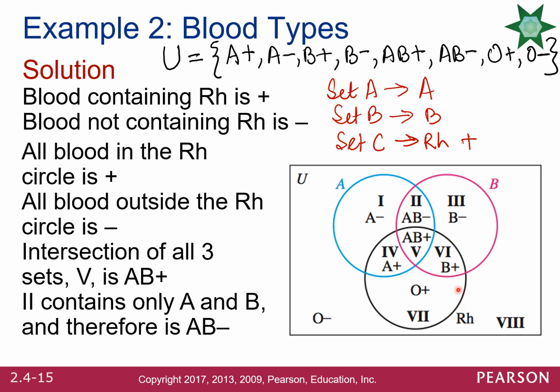Anything which does not intersect with A or B in set C will be just positive. So it will be called O positive. And outside in region 8, we have O minus. So that does not belong to any of these sets, A, B, or C. So we put that in region 8, which is a part of the universal set. Okay?